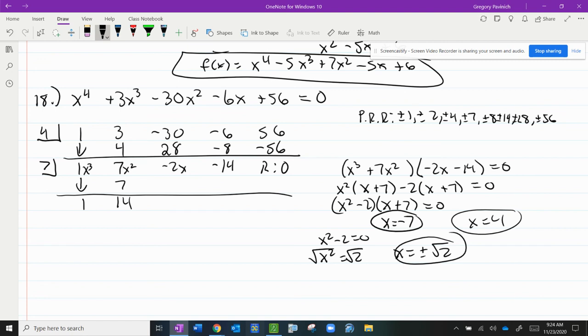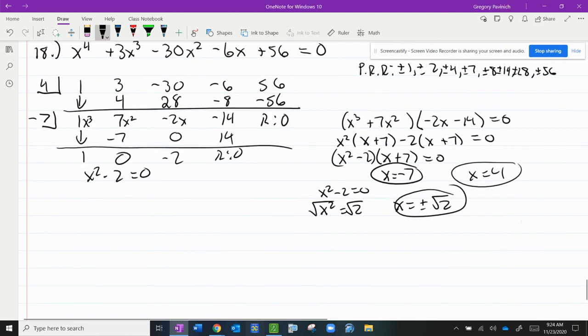Yep. Oh, it's negative 7. I was wondering what was going on. And you'd have had to break this down one more time. And then you would have gotten x squared minus 0 and found it that way. Okay.